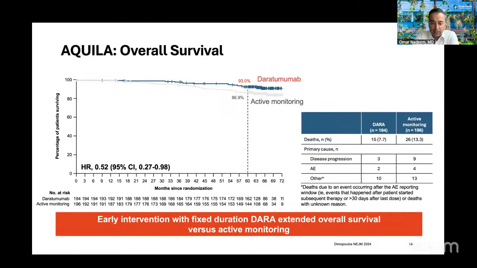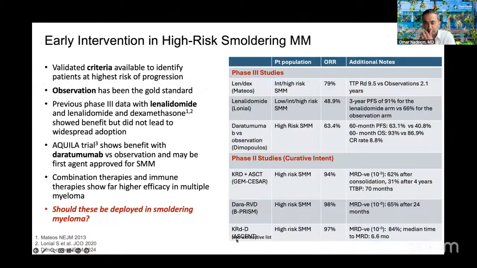So as a result, this went to the FDA. It's under FDA review currently. It was at the ODAC meeting a couple of weeks ago, where it was actually voted in favor of approval. So we'll see what happens, but this may become our first agent approved for patients with high-risk smoldering myeloma.